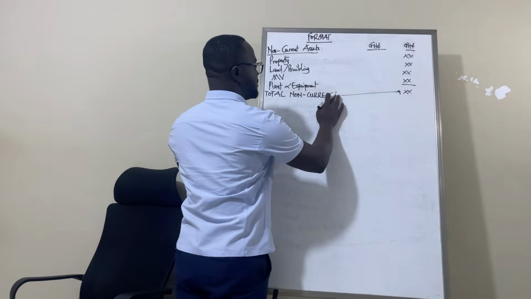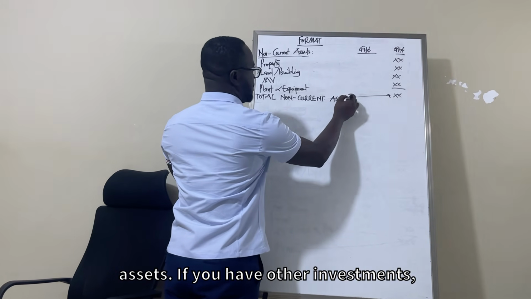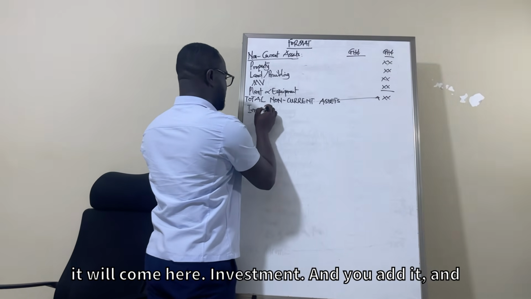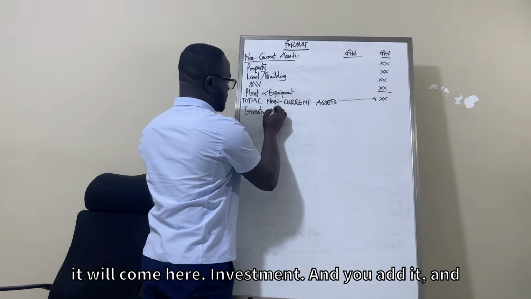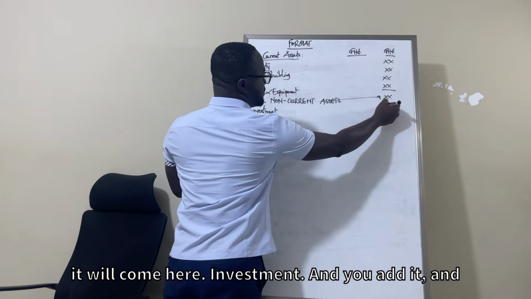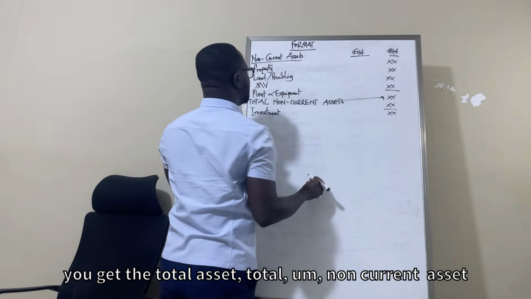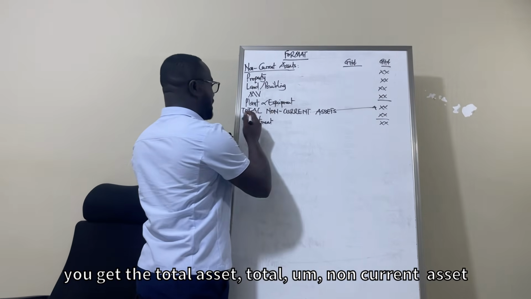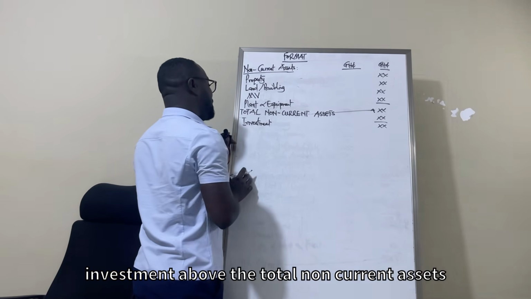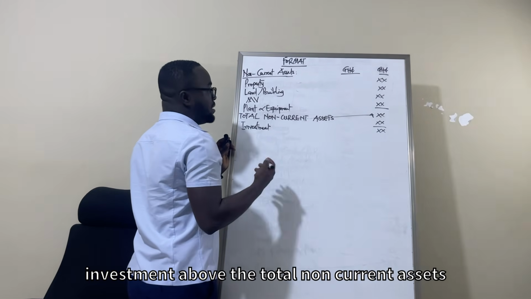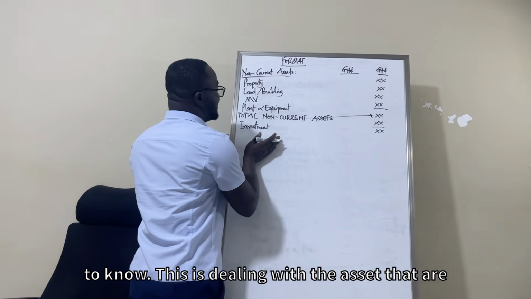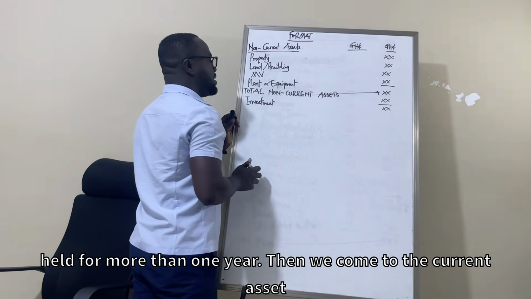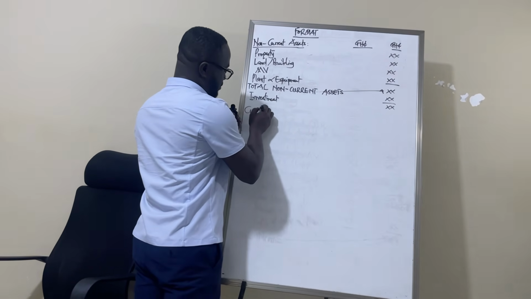Total non-current assets. If you have other investments, it will come here. Investment. You add it, and you get the total non-current assets. Someone can decide to bring the investment above the total non-current assets. Yeah, correct. All that we want you to know is that this is dealing with the assets that are held for more than 1 year. Then we come to the current assets.